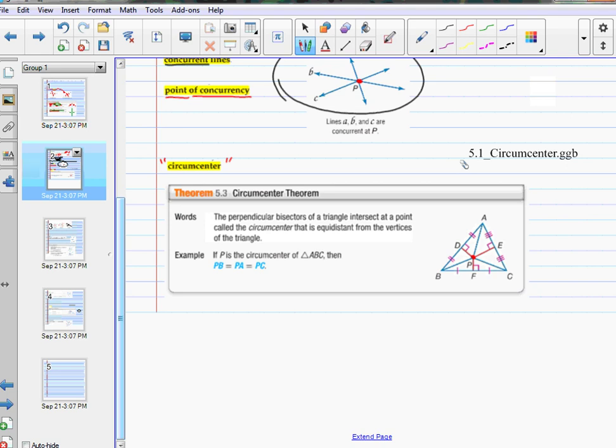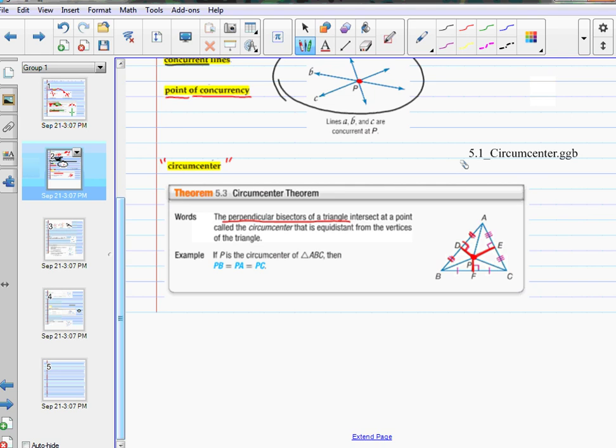The perpendicular bisectors of the triangle. Perpendicular bisectors. That means I need to take one side of the triangle, and here is a perpendicular bisector. Perpendicular, and it bisects. And we do that to all 3 sides. So this is a perpendicular bisector. This is a perpendicular bisector. They would all be concurrent on this point P.